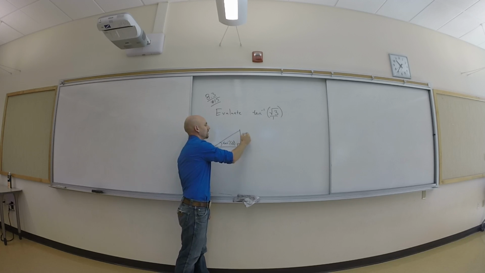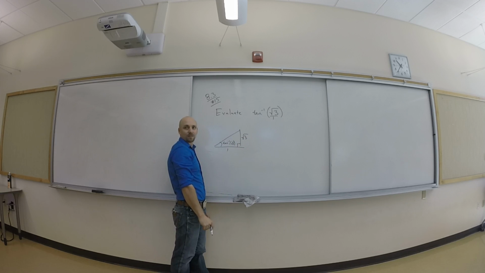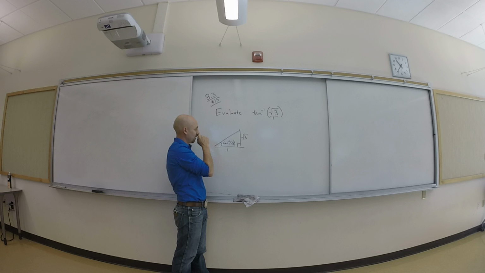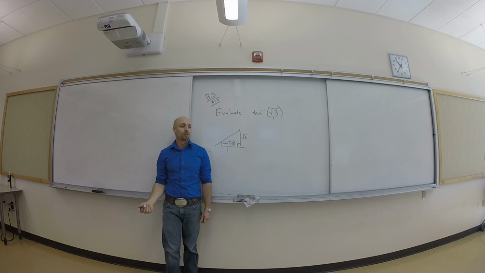So I think that this should be square root of 3 and 1. Right? Because this guy's tangent is square root of 3. So its opposite over its adjacent is square root of 3. Cool? So now what? You can find the hypotenuse with the Pythagorean theorem. What is it? 2. It's 2.